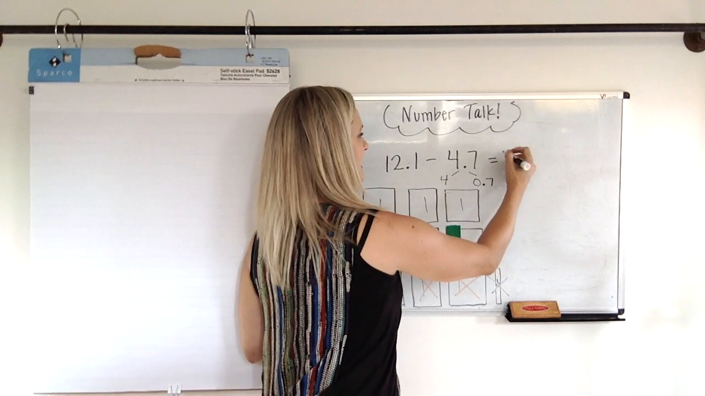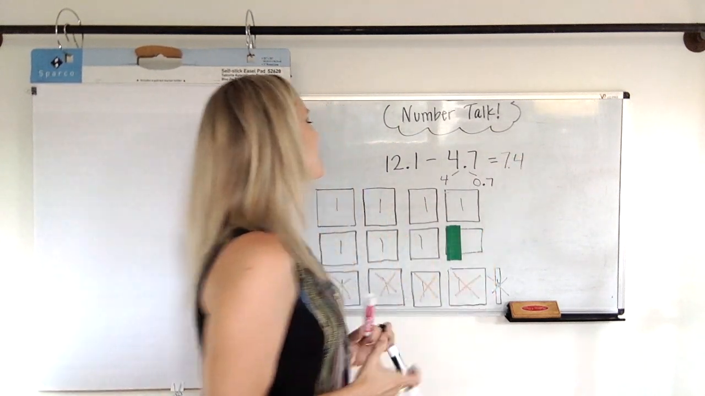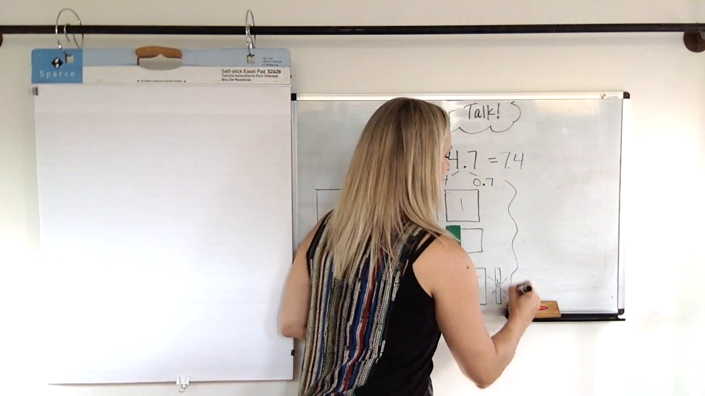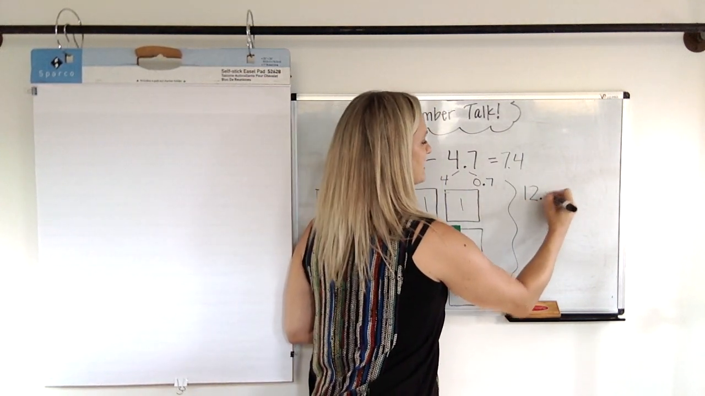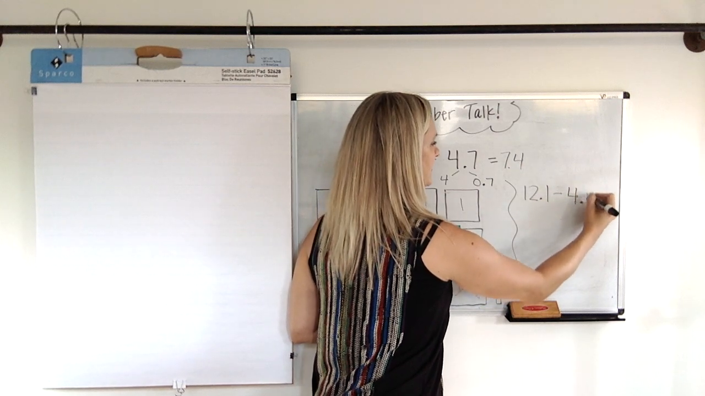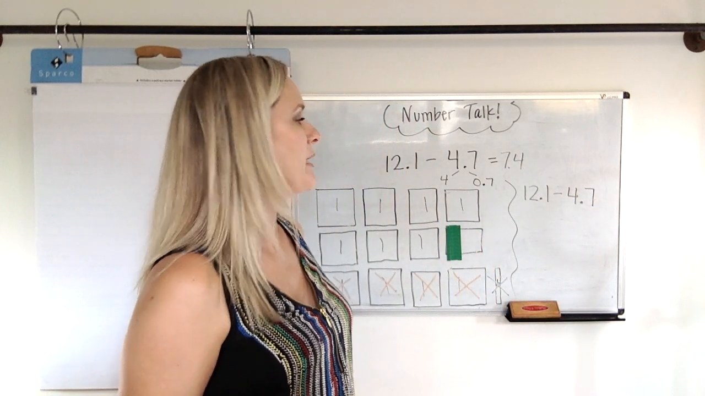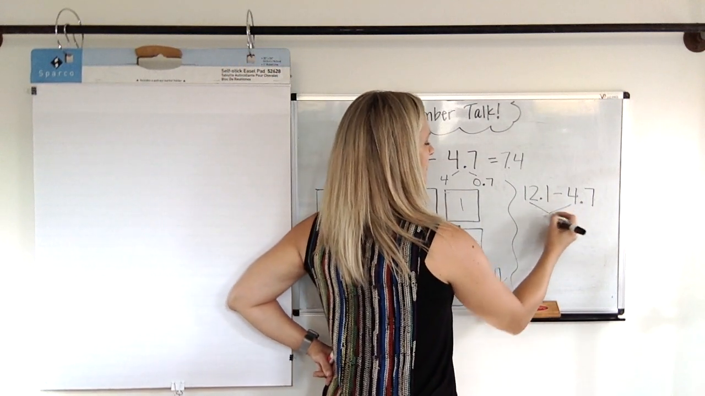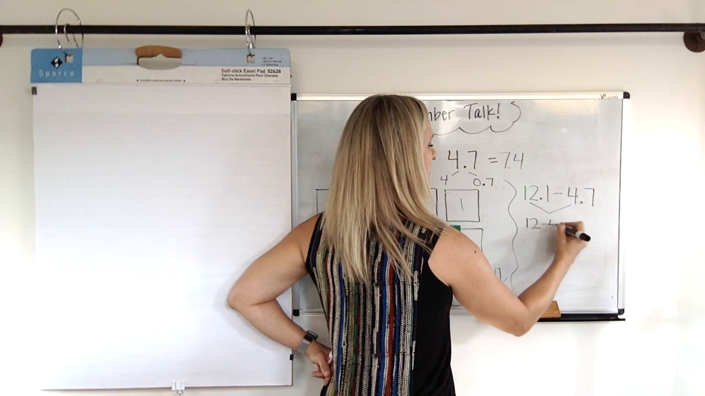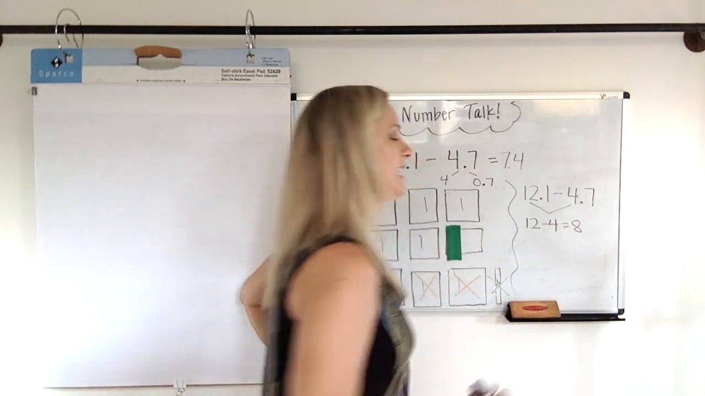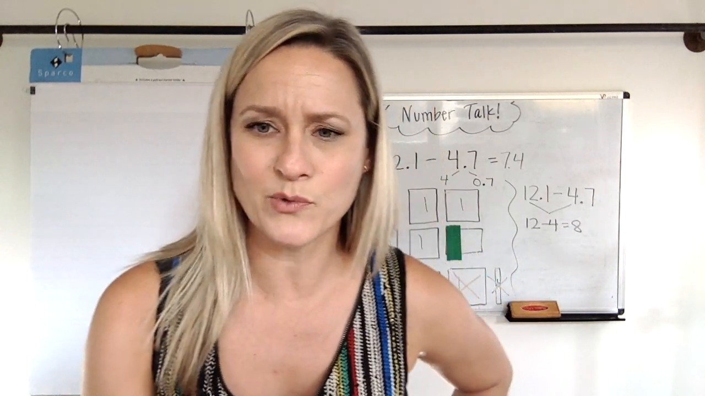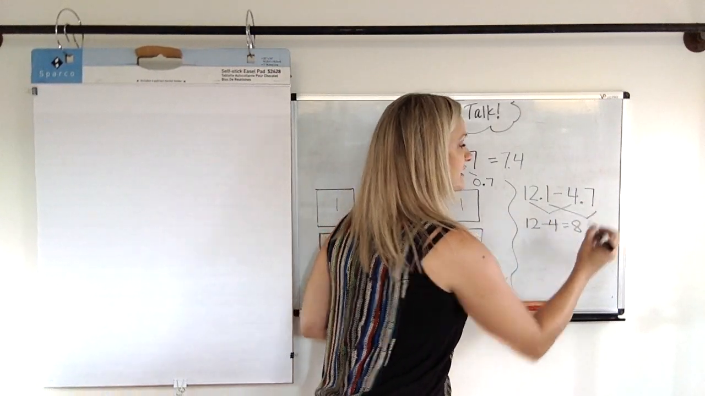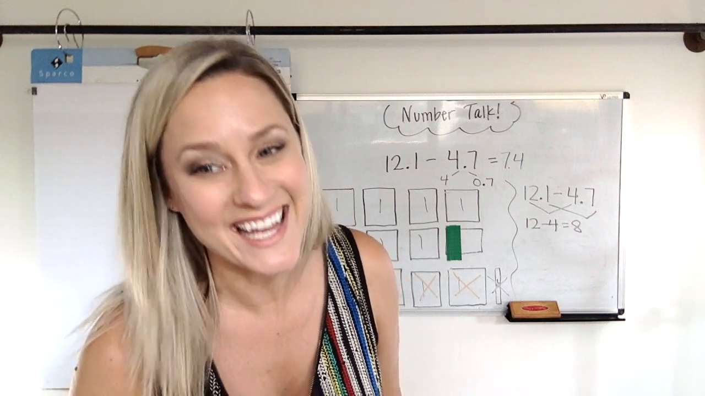Oops, I accidentally erased that. 7 and 4/10. So maybe you thought about it as, let's do this. 12 and 1/10 minus 4 and 7/10. Maybe you did the whole numbers first, kind of like last time. So 12 minus 4 equals 8. And then some people will say you can't do 1/10 minus 7/10, but you actually can.